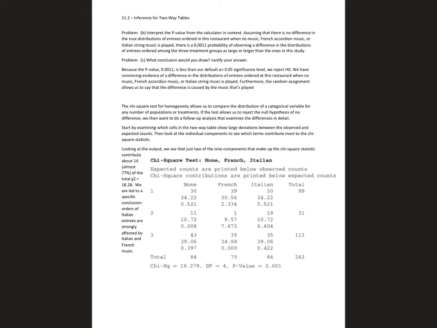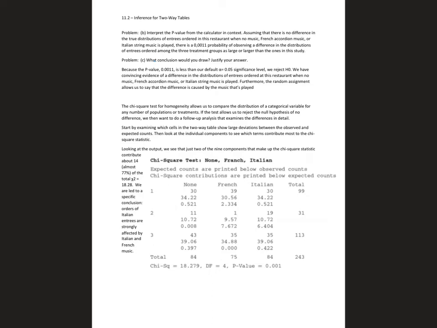So I'm going to skip down here to part C, and it says, what conclusion would I draw? Because the p-value of 0.0011 is less than our default alpha of 5%, we would reject the null. And we have convincing evidence of a difference in the distribution of entrees ordered at this restaurant when no music, French accordion music, or Italian string music is played. So that would be the conclusion.